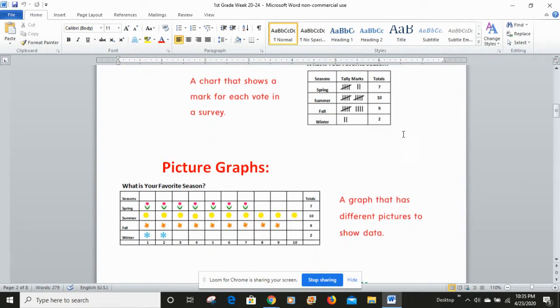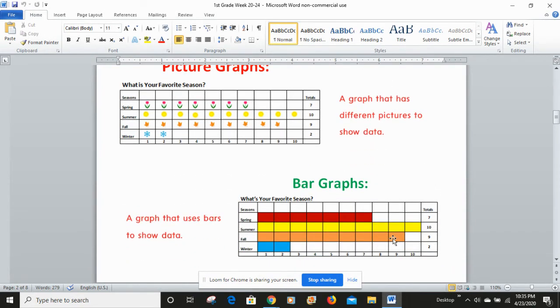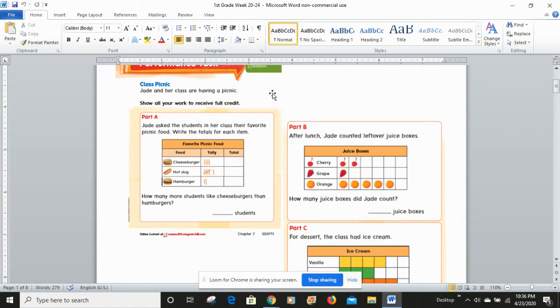In picture graphs, it's the same data as the tally chart, except instead of tally marks, we use a picture in each box to represent the same information or data. You can see the totals are the same, 7, 10, 9, and 2. A picture graph is just a graph that has different pictures to show data. The last graph that we worked on, once again showing the same exact data, is a bar graph. A bar graph uses bars to show data. So those are the 3 things that we looked at in Chapter 7.